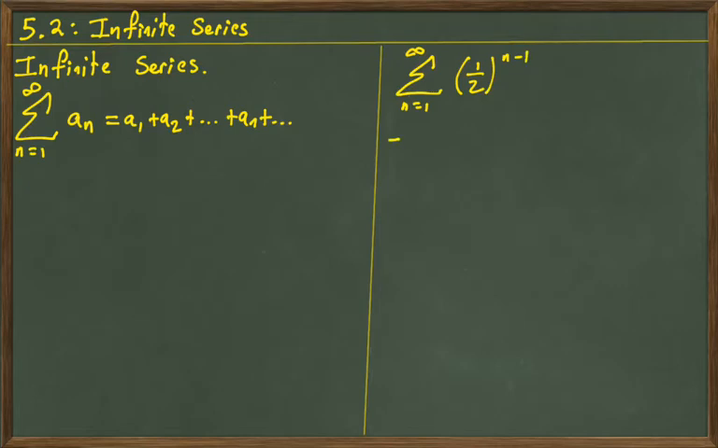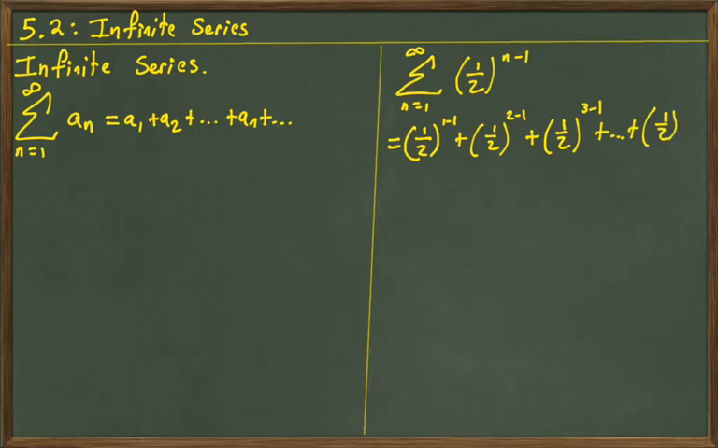Terms in this series would look like 1/2 to the 1 minus 1 plus 1/2 to the 2 minus 1 plus 1/2 to the 3 minus 1 plus dot dot dot plus 1/2 to the n minus 1, and that's going to keep going. Simplifying that, that's going to be 1/2 to the 0, which is 1, plus 1/2 plus 1/2 squared, which is 1/4, plus all the way out to 1/2 to the n minus 1, and then it keeps on going.